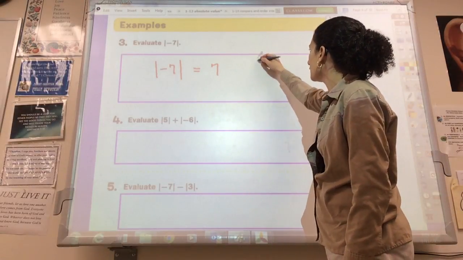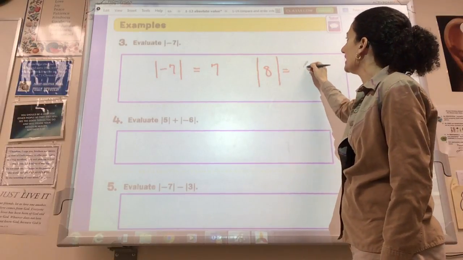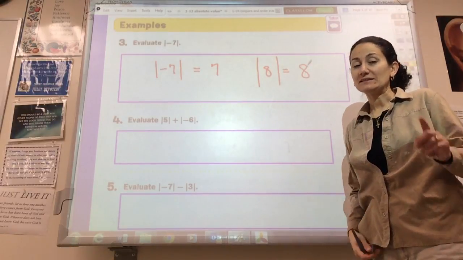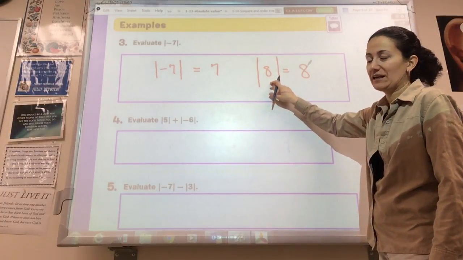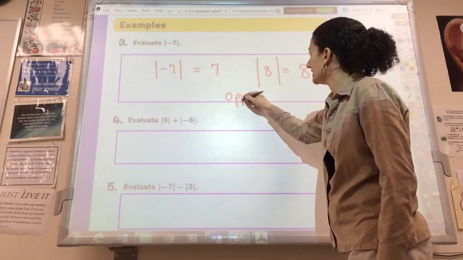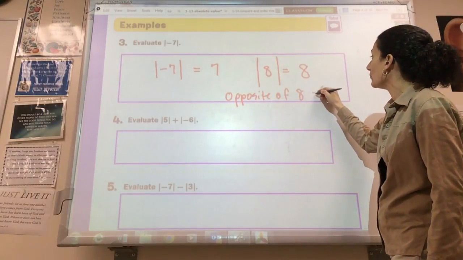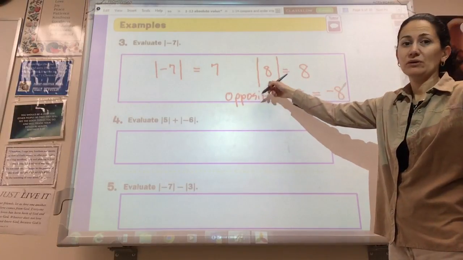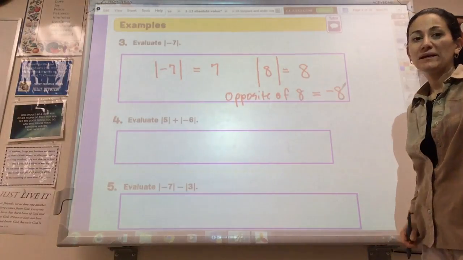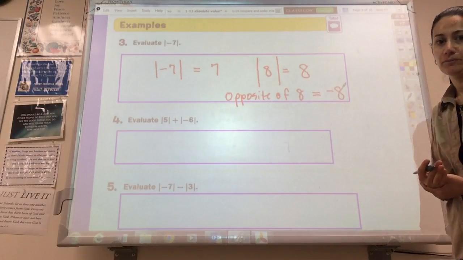If I were asked to find the absolute value of 8, that would be 8. That's different from opposite. The opposite of 8 is negative 8. If I asked you to find the opposite of 8, that would be negative 8. But the absolute value of 8 is 8, because absolute value is the distance from 0.